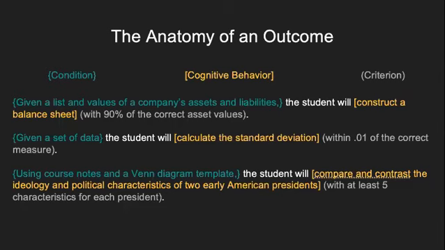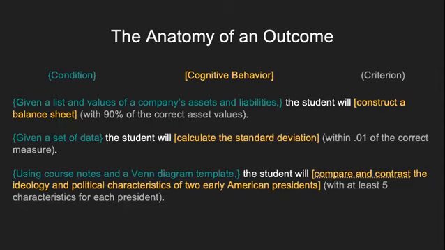All right. So I've got 3 different outcomes here that we can take a look at in terms of the condition, the behavior, and the criterion. So the first is, given a list and values of a company's assets and liabilities, the student will, so there's our student focused, right? Construct a balance sheet. Construct is our verb, with 90% of the correct asset values. That's our criterion. That's how we're going to measure mastery of this outcome. Students are going to be able to construct a balance sheet with 90% of the correct asset values. When students can do that, then we know that they've mastered that outcome.